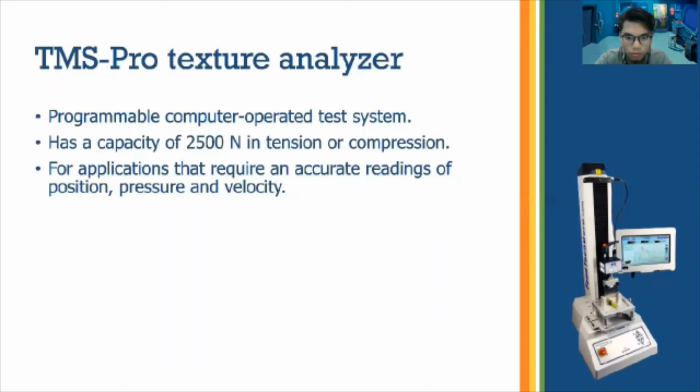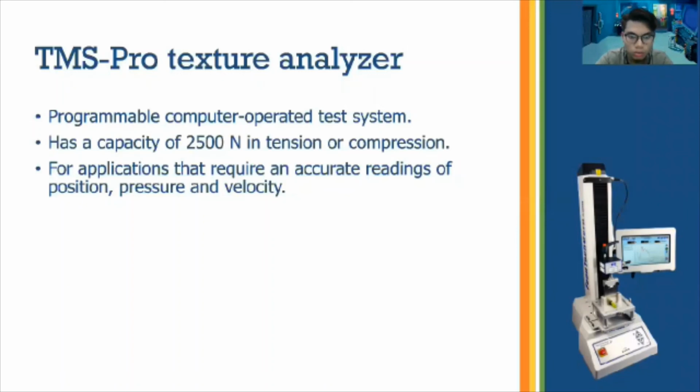Food technologists can manipulate forces and actions applied to the food samples by using its 200 probes and features. It is ideal for applications that require accurate readings of position, pressure, and velocity. Combined with master stage application flexibility with the Texture Lab software, the broad variety of test setup configurations ensures that almost every processing condition inside the texture analysis plant or sensory system can be simulated.